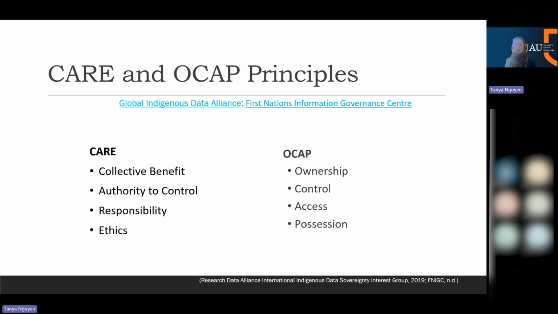And lastly, possession. While ownership identifies the relationship between people and their information in principle, stewardship and possession is more concrete. It refers to the physical control of data. So possession is a mechanism by which ownership can be asserted and protected.